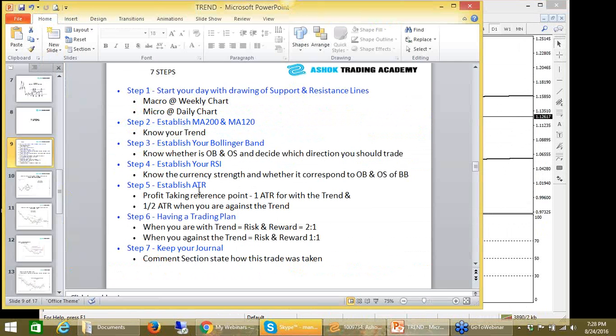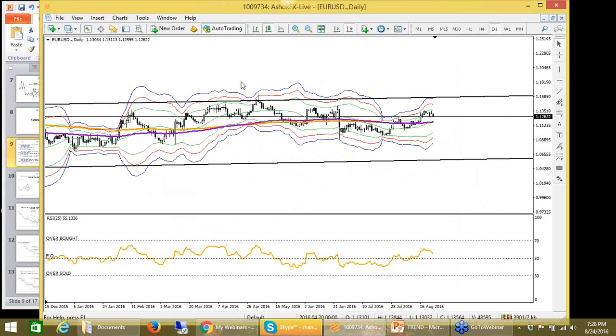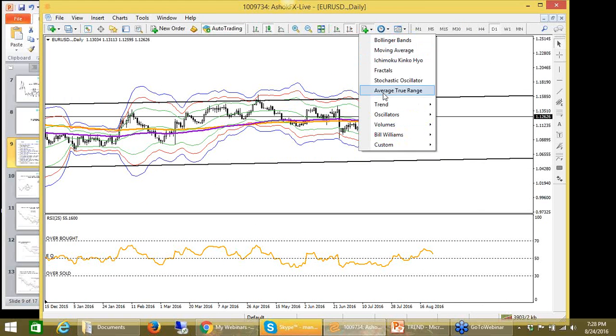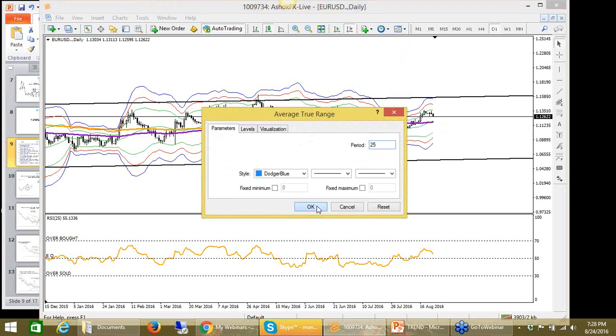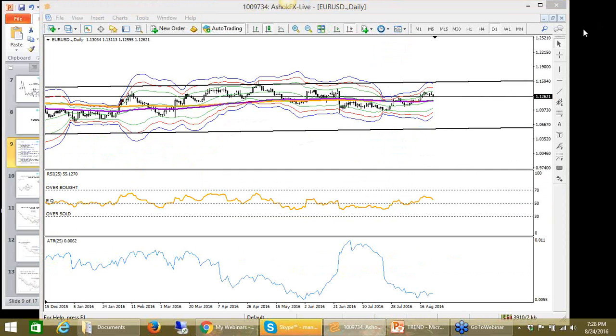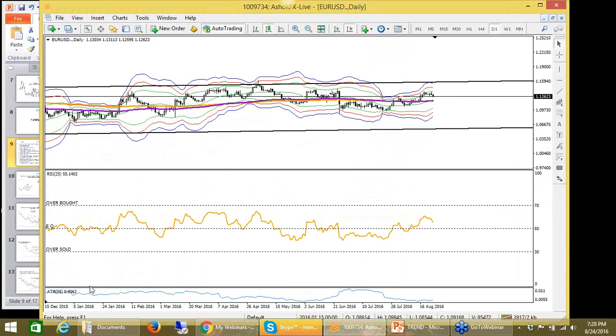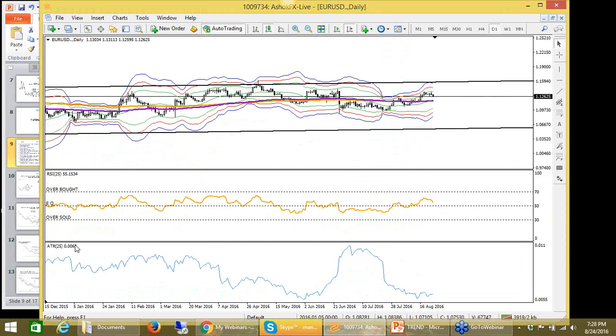Then you want to put ATR. ATR is the profit taking reference, how much ATR you want to take as profit. So we put the ATR. ATR can be seen here. ATR says this one is 62 points. If you are taking a sell trade, it means you want to take 62 points, one ATR.